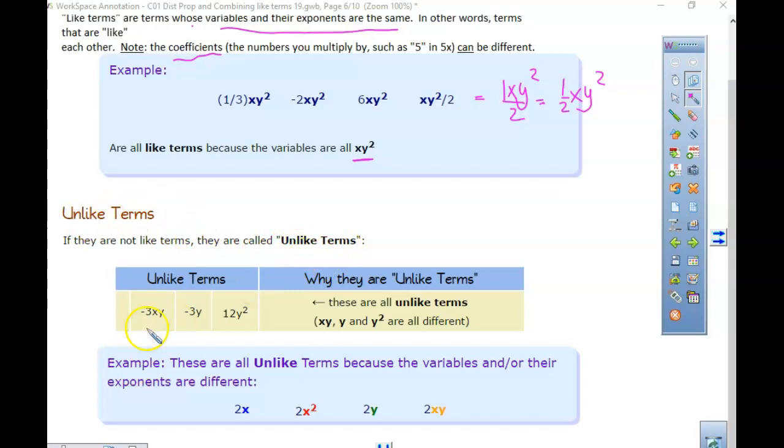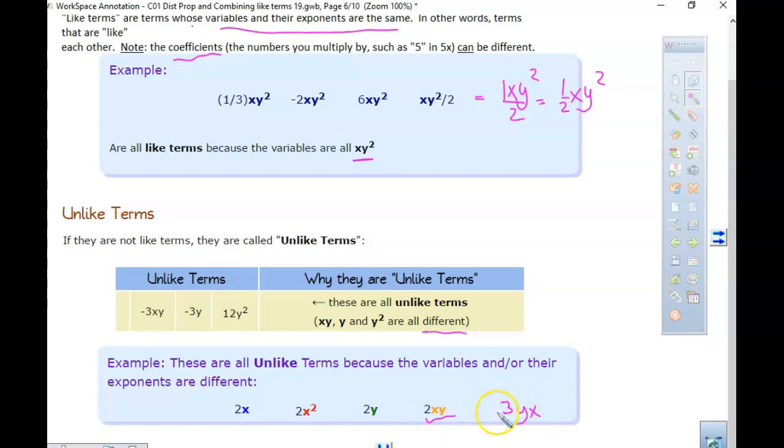What are unlike terms? Well, unlike terms, again, will not have the same variables or powers. So -3xy, -3y, and 12y squared are unlike because none of these are the same. They are all different. Examples of unlike terms because of the variable or their exponent. So sometimes people get these confused thinking, oh, they both have a 2 in front. Again, you're looking at the x and x squared are not the same. The y and xy.